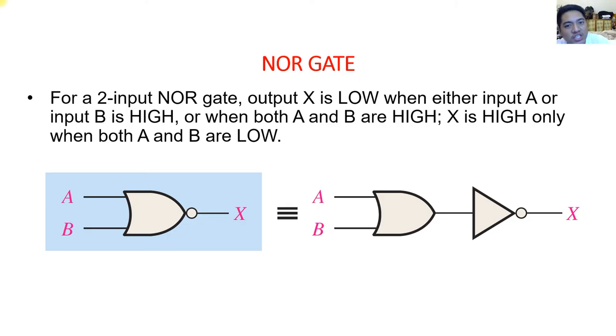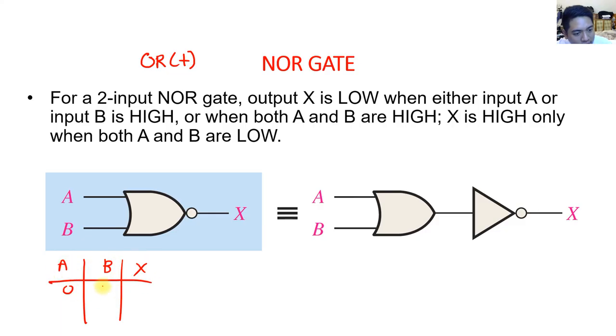For a NOR gate, it's simply the operation of OR, or plus, and after you have ORed the two inputs, you're going to get the complement. Let's say for A and B you have 0, 0, 0, 1, 1, 0, 1, 1. If you are going to have a NOR gate here, you OR first. 0 plus 0 is 0, and then get the negative, since it's a negative OR, so it becomes 1.